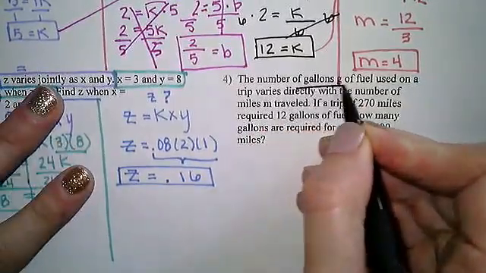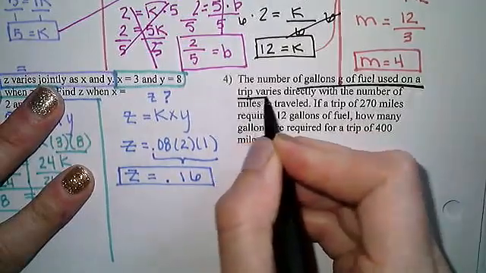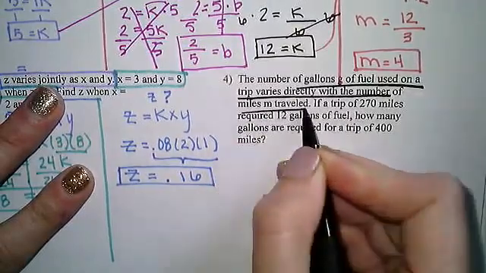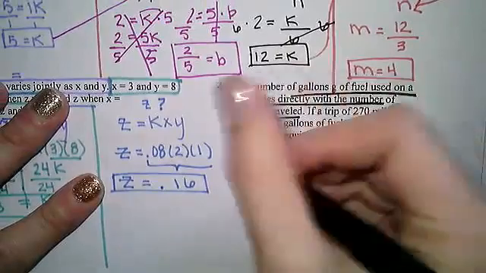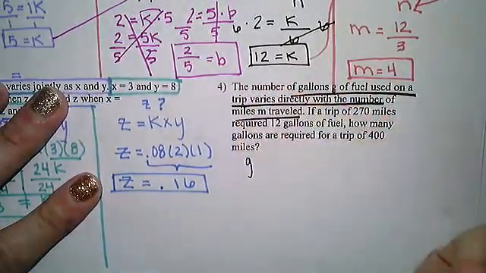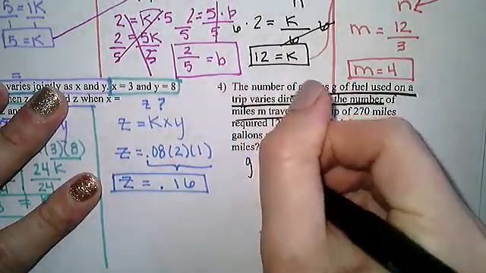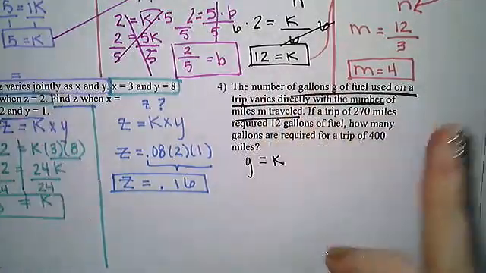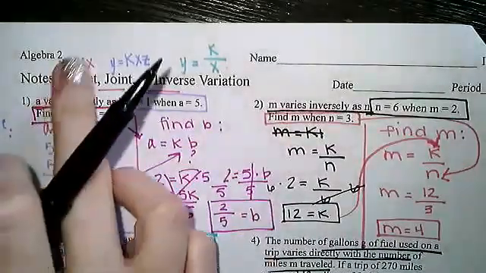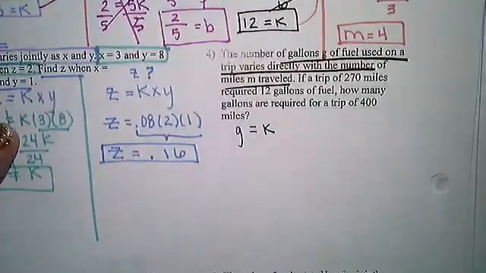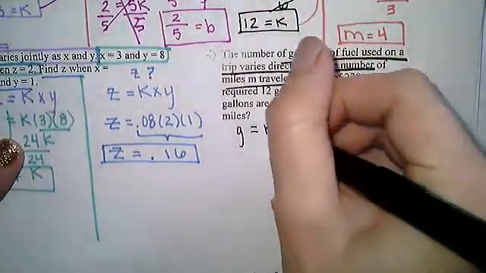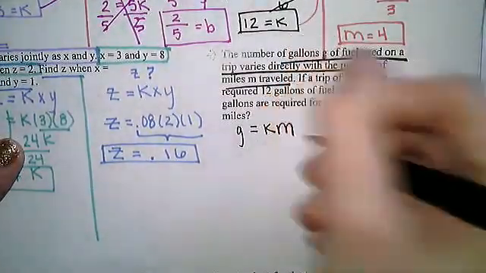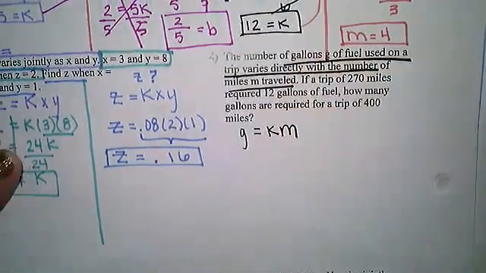So the number of gallons of fuel used on a trip varies directly with the number of miles. And they even say G for gallons. So G equals K. Since it's direct variation, we'll use our direct formula here. So K times X, which in this case is M for miles traveled.